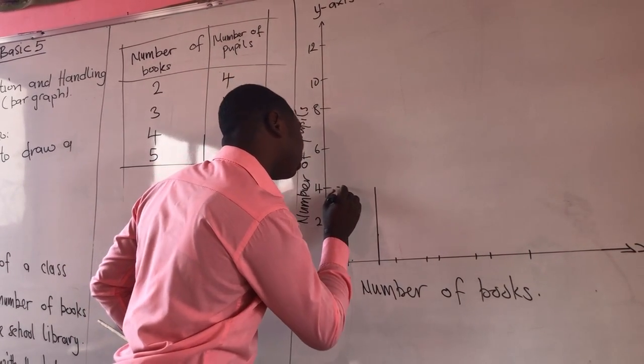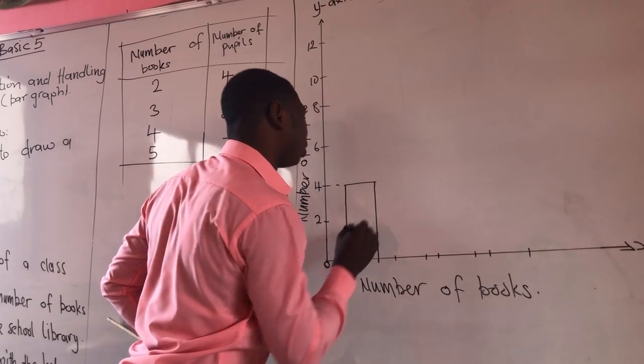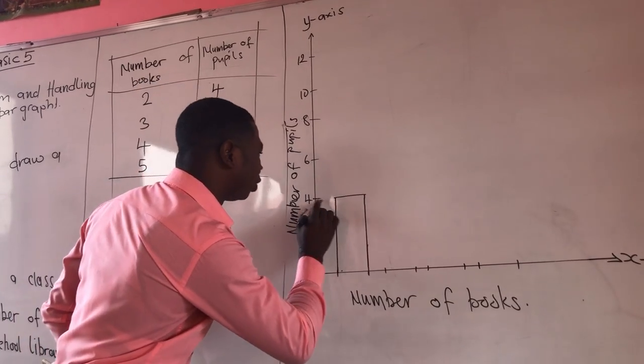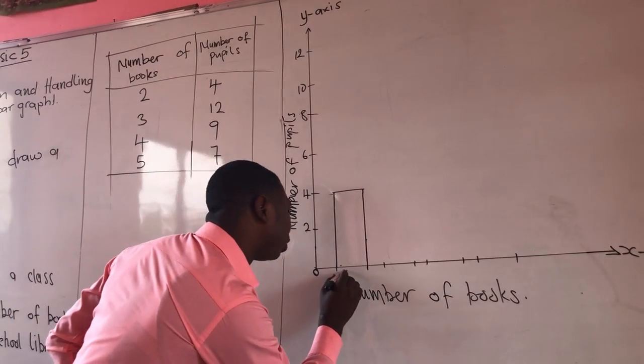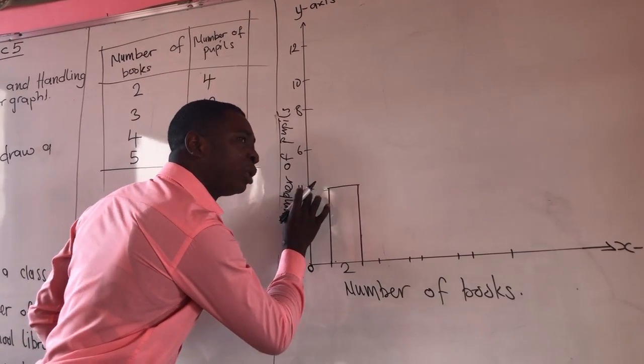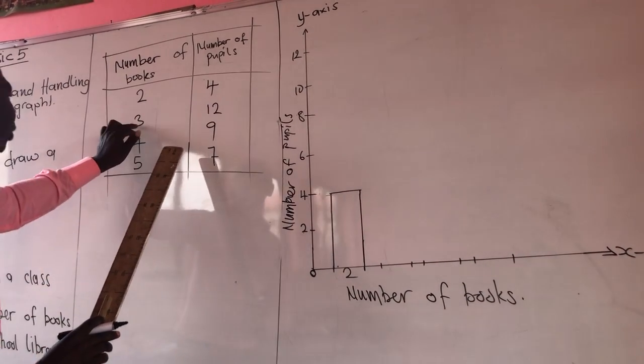This is where my 4 is. So 4 people. So 2 books were taken by 4 people. Good, let's move on. 3 books.